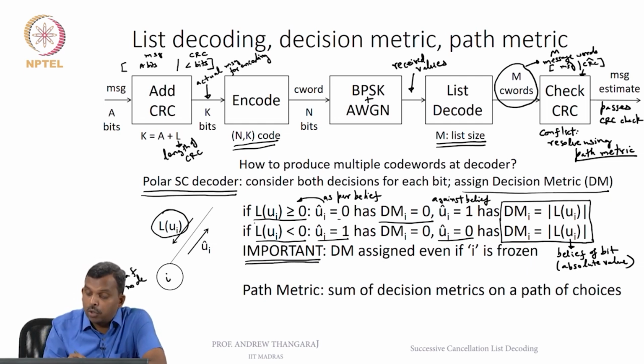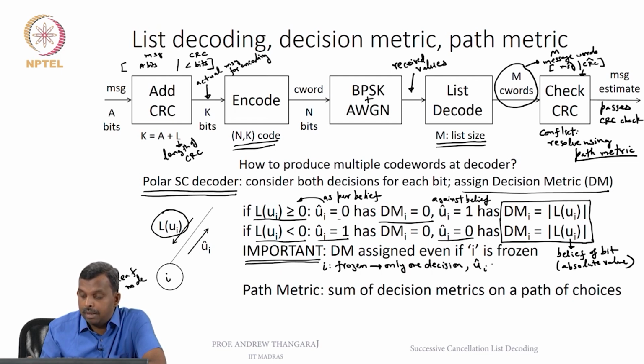So, supposing ui is frozen. So, this is what you do if ui is not frozen. If ui is frozen, what do you do? You always decide ui cap is equal to 0. So, you do not make two decisions when ui is frozen. Okay. So, only one decision. But okay. So, even when ui is frozen, you have an L of ui. Okay, remember that. Even if ui is frozen, you have an L of ui.